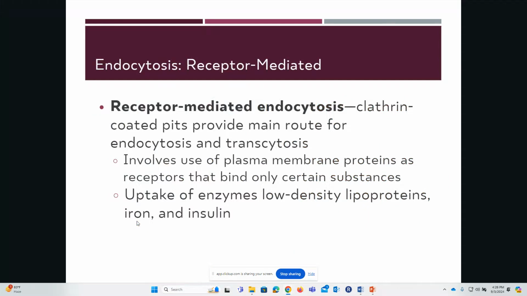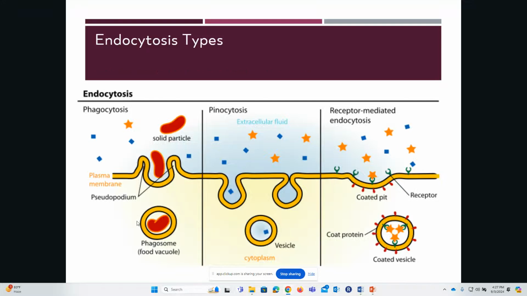And then we have receptor-mediated endocytosis, where we have these special vesicles that are coated with proteins called clathrin. And this is an endocytosis process usually followed up by transcytosis, but involves the use of special membrane receptors that are only looking for one specific substance. So this might be when the cell needs to uptake a certain enzyme, or bring in a certain lipoprotein, or go after iron, or a hormone like insulin. It's a specific type of endocytosis.